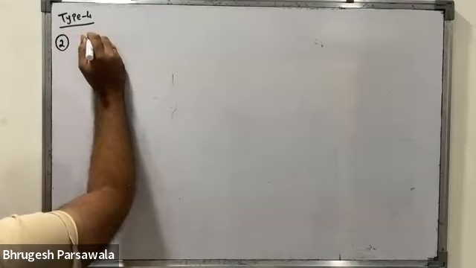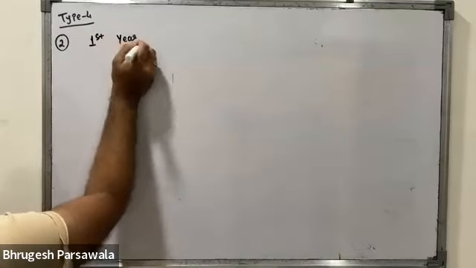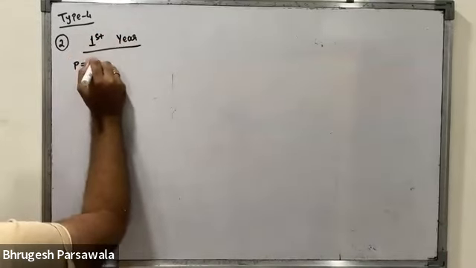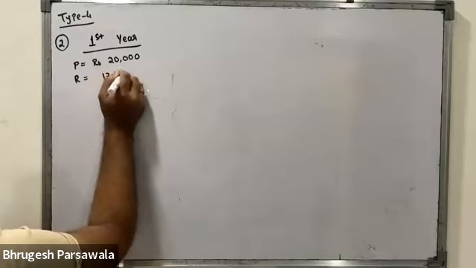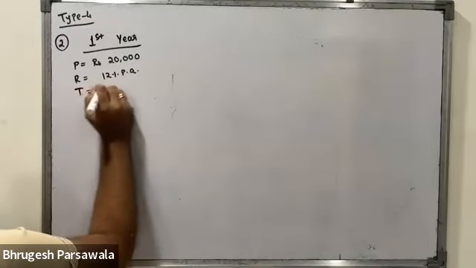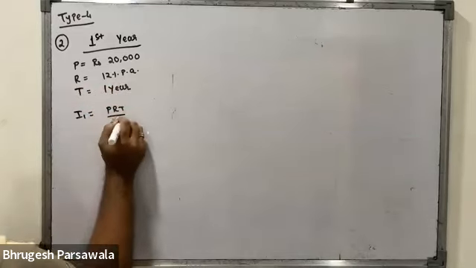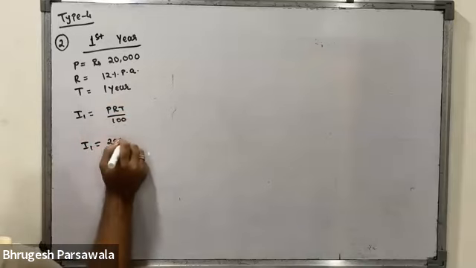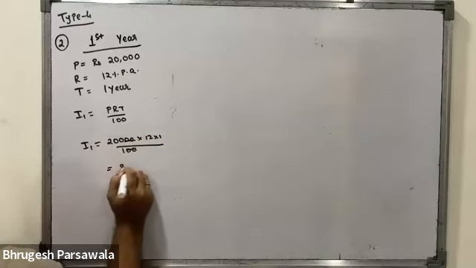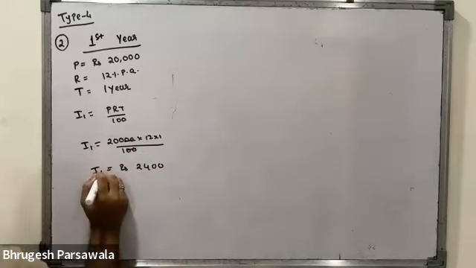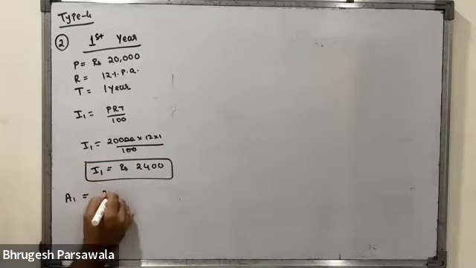Ranbir borrows rupees 20,000 at 12% per annum compound interest. In the first year, what was the principal? 20,000. What was the rate? 12% per annum. For how long? 1 year. So how much will the interest be, beta? PRT upon 100. So 20,000 into 12 into 1 upon 100. How much is the interest? 2,400.